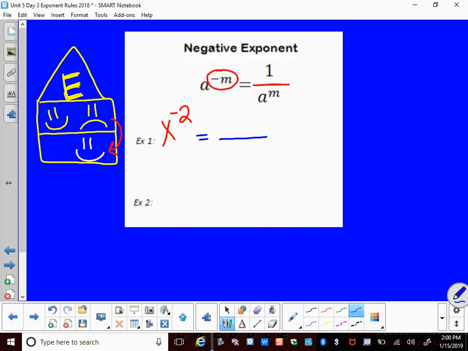The x. So the x goes downstairs, and that exponent becomes opposite. It becomes happy again. Because this is a fraction, something has to be on top as a placeholder. What can I put there? Just 1. That is my answer: 1 over x squared. I don't like negative exponents. There won't always be a 1. Alright, let's look at another one.